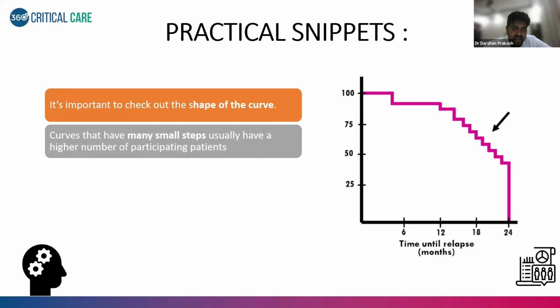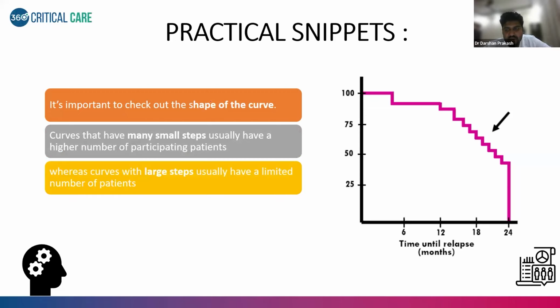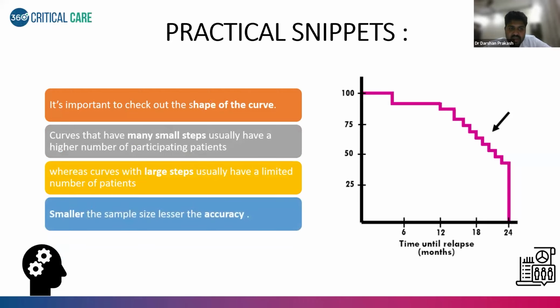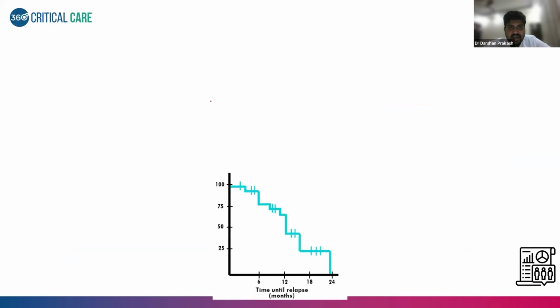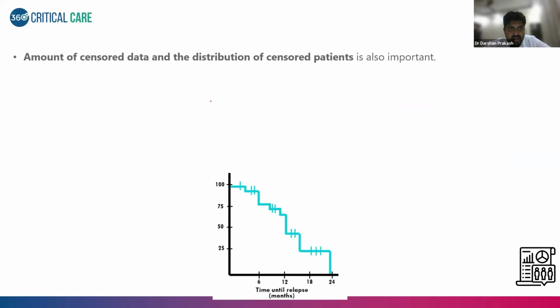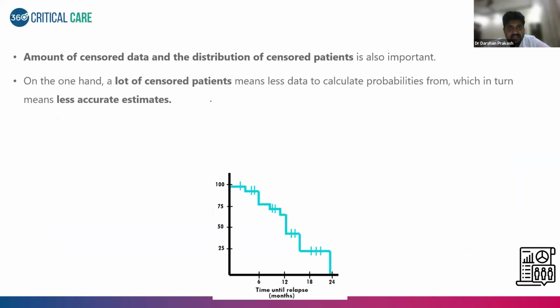Whereas the curves with larger steps usually have a limited number, probably the sample size is less. Okay, what we need to understand is: smaller the sample size, lesser the accuracy. Okay, about censor data, we need to understand one thing: distribution and censoring have to be maintained.